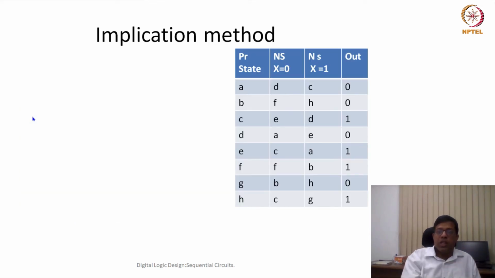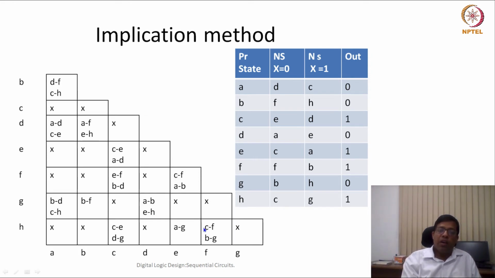Now I'm putting this table in a corner of my slide so that we can create this kind of an implication method or a pair based method. In this pair based method, for each pair, let's say the pair A and B, we are trying to see when they could be equivalent. So in this pair method, we try to have all possibilities. For example, for A and B, A is here, B is here. We see that A and B could be equivalent only if D and F are equivalent and C and H are equivalent. If any of them is not equivalent, that means A and B are not equivalent.